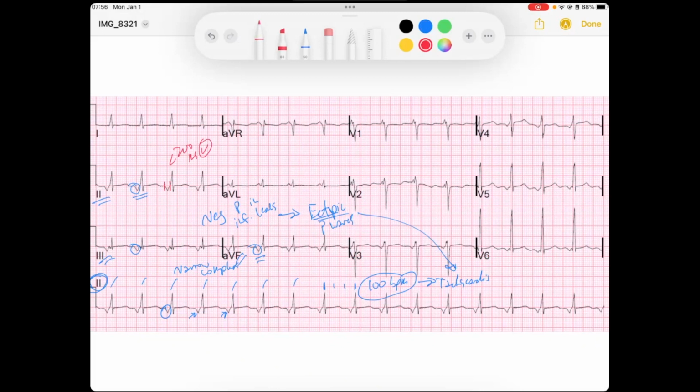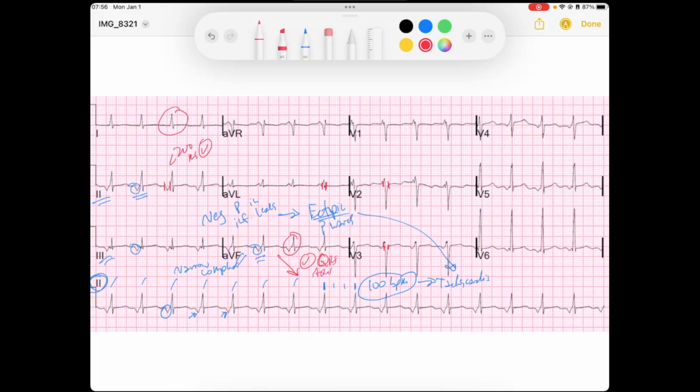Let's look at our QRS duration. It seems to be narrow. If I find right where that QRS starts, it's a narrow QRS, less than 120 milliseconds. We have QRS that is upright in lead 1, upright in AVF, which means it's going down to the left, which is a normal QRS axis.